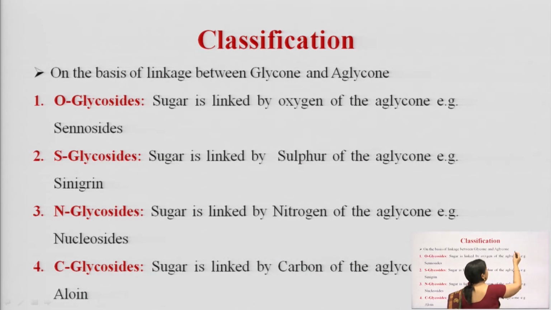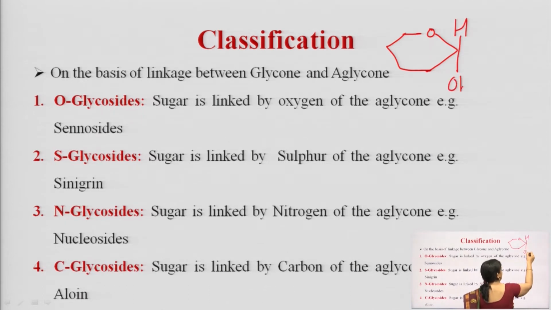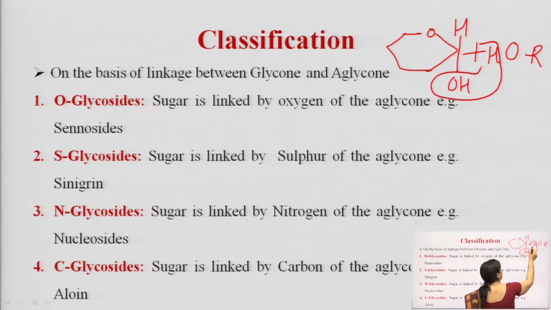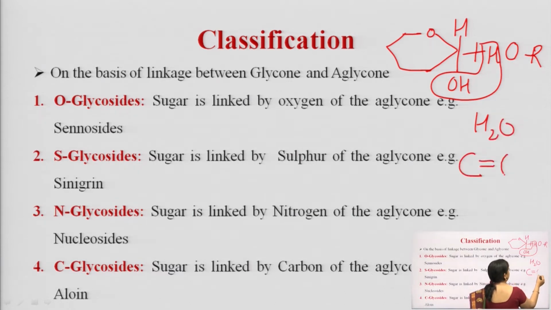For example, this is the hemiacetal structure of glucose, and we have a hydrogen and a hydroxy group present here. If we have an OH group along with the aglycone part, and this H and OH bind together, we have the formation of H2O, but the bonding is taking place between carbon and oxygen. This type of glycoside is known as an O-glycoside. The glycosidic linkage is formed where the aglycone oxygen is linked to the sugar part. The example is the sennosides, which are present in the senna plant.